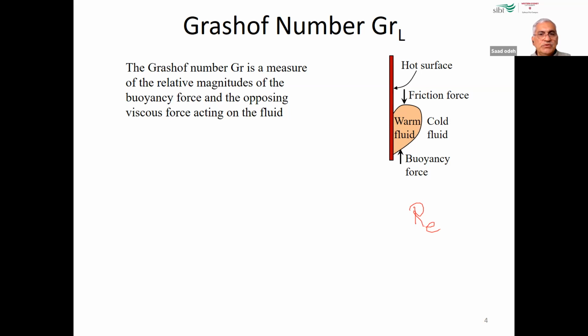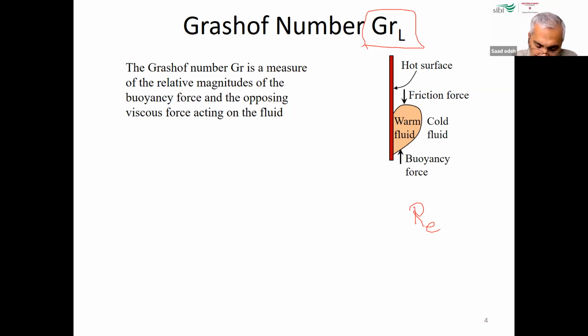In natural convection, we don't have forced flow, right? So the other number that we're going to use in our calculation, we call it the Grashof number. And this is the symbol of the Grashof number. The Grashof number is a measure of the relative magnitudes of the buoyancy force and the opposing viscous force acting on the fluid from the surface.